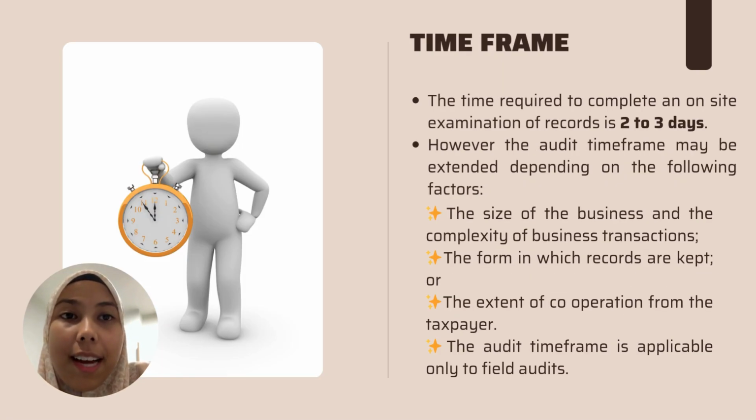The fifth and the last audit process is audit time frame and the settlement of audit. Typically for audit time frame, field audits last 2 to 3 days, but this may extend based on factors like the size of business, the complexity of records, and the level of cooperation from the taxpayers. Finally, the settlement of audit. The audit concludes with a discussion of findings and resolution of any outstanding issues.